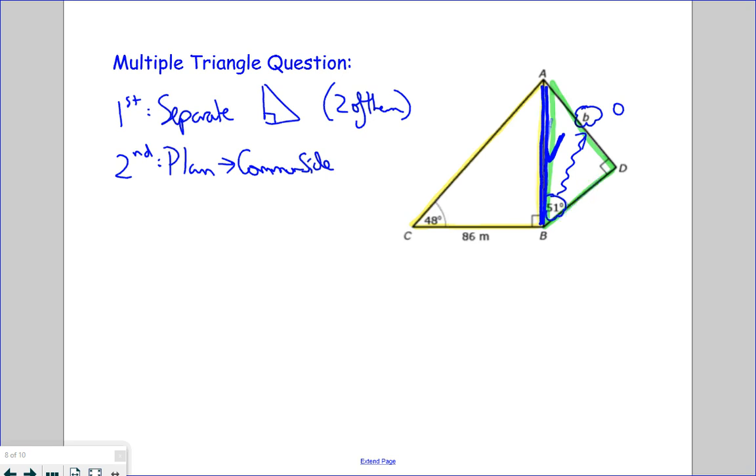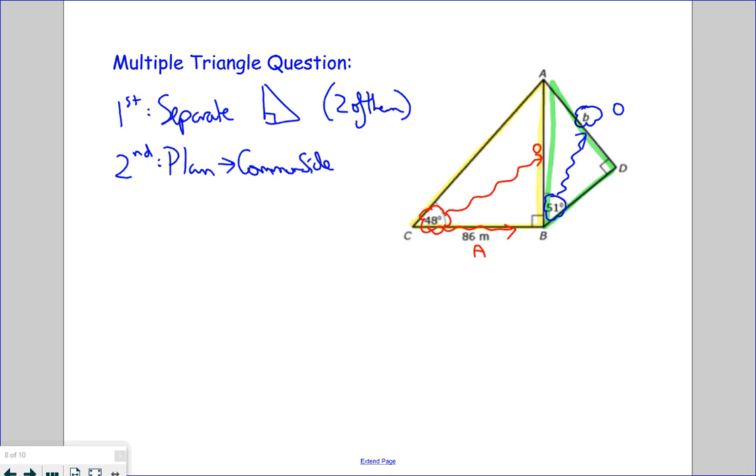So now I can use my yellow triangle to get to where I want to go. So if I jump over to my yellow triangle, this is where I stand, okay? This is the one I'm looking for. So it's all the way on the other side of the triangle, so that's opposite. This one's right beside me, so that's adjacent. So I'm going to start with the yellow triangle.